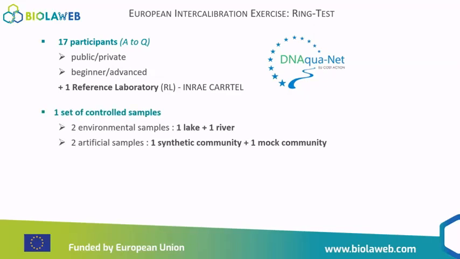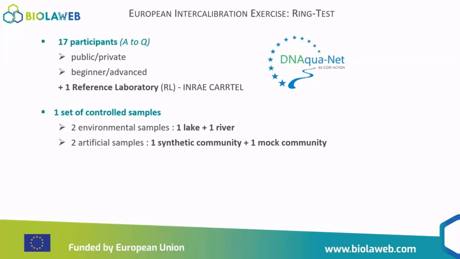Yeah. So for this exercise, we had one set of controlled samples. What I mean by controlled samples, we had 2 environmental samples, one from a lake and one from a river. And in fact, when I say controlled, it's because we know them very well. We have analyzed them and we know the place. We know they are really much controlled environmental samples. And we had also 2, let's say, artificial samples.